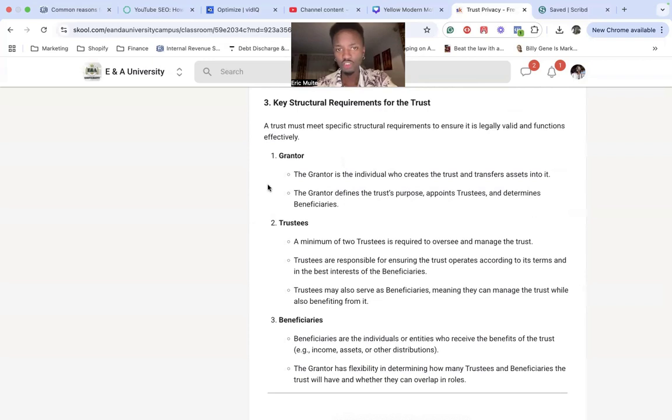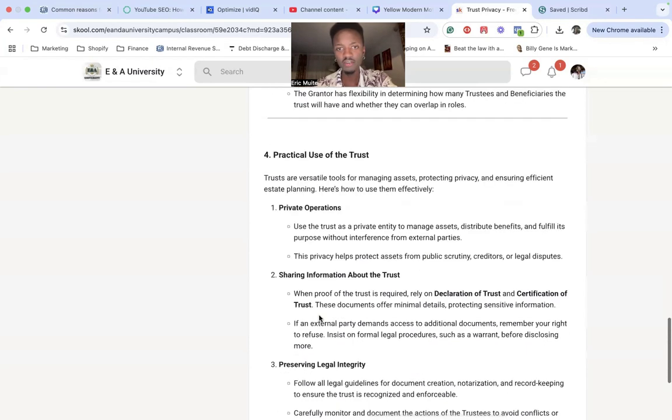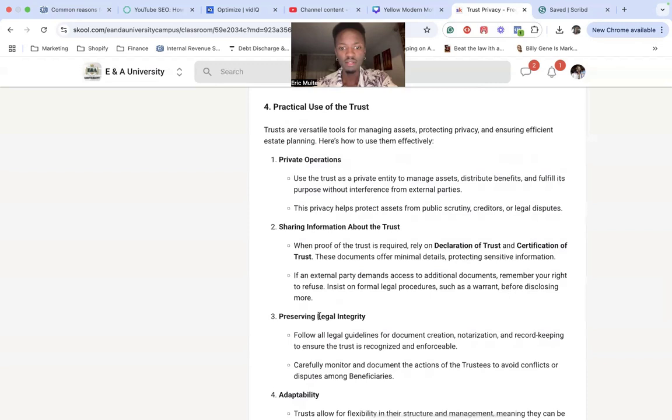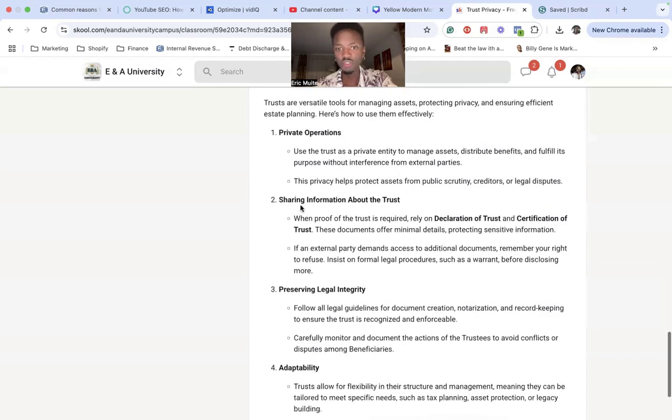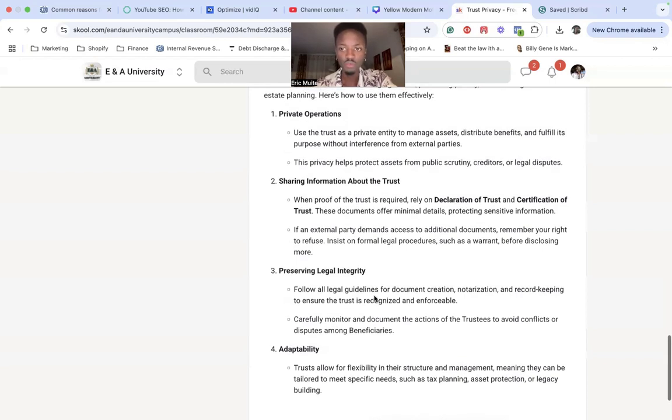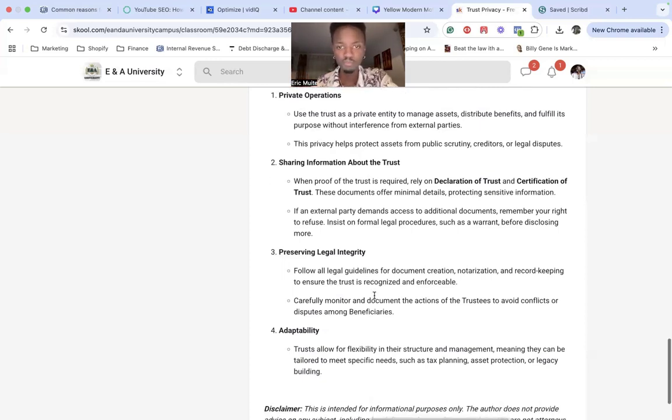All right, so we went over the structure. You need your grantor, your trustees, and the beneficiaries. And the use of the trust is to keep private operations, right? It prevents you from sharing information about the trust by presenting the declaration of trust and a certificate of trust. Those documents have very minimal details, and they basically outline that, hey, I have an existing trust and I'm notifying you, and these are my official documents proving that I have a trust. You don't need to actually show them the actual trust. That actual trust is yours.